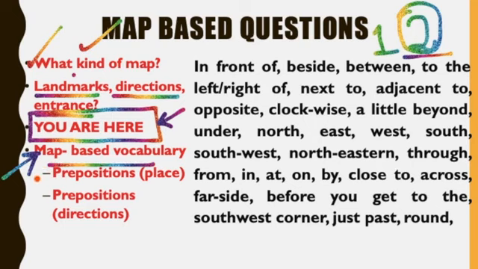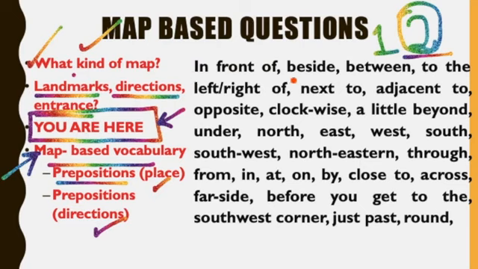Before you go to a simple listening exercise, you should also be well versed with the map-based vocabulary. First, it has to be the prepositions of place and the prepositions of direction. Secondly, there are some direction words like right, left, southwest, corner, round, all that. So I'm just going to read out these words to you. Please make a note of them and try to write their meanings. What do they exactly mean?